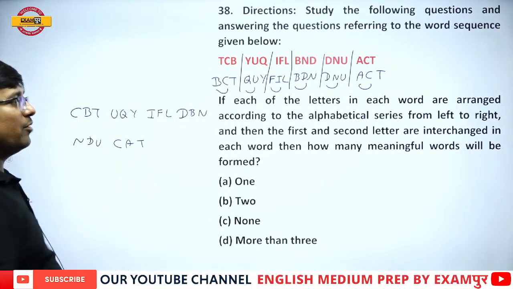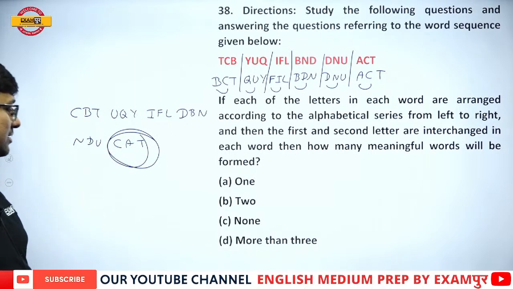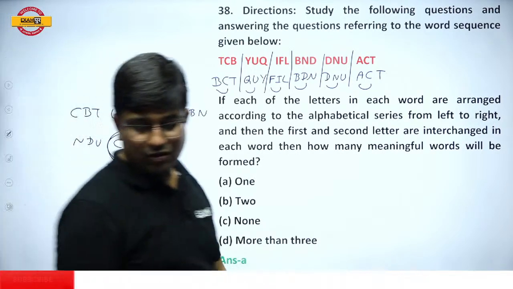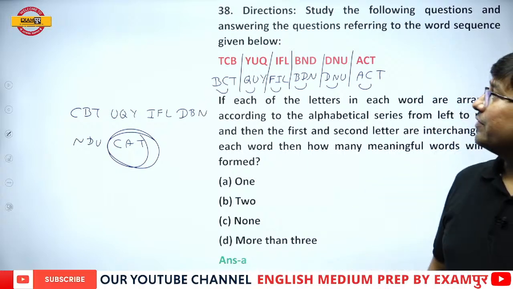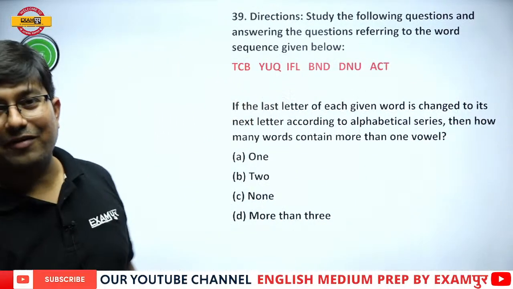And then it is telling you how many meaningful words will be formed. Only one meaningful word will be formed and that is cat. All right, everyone. Fine. Now, the next one. Hurry up. Quickly, everybody.